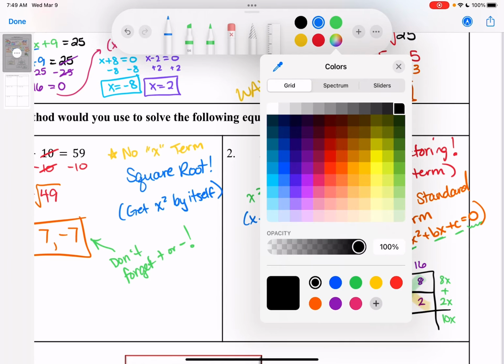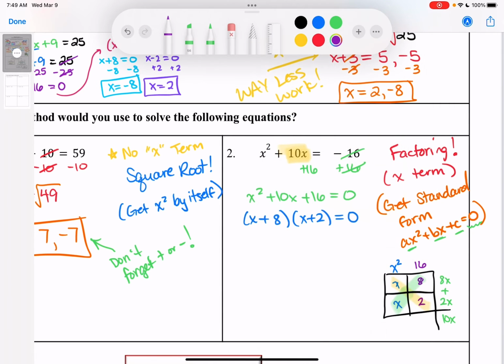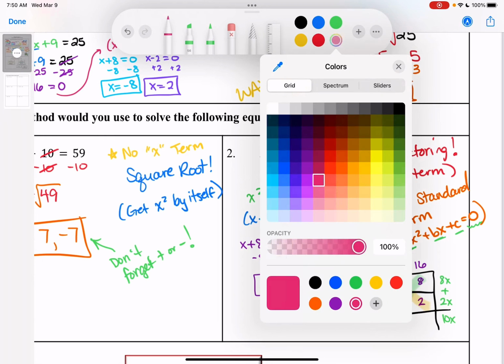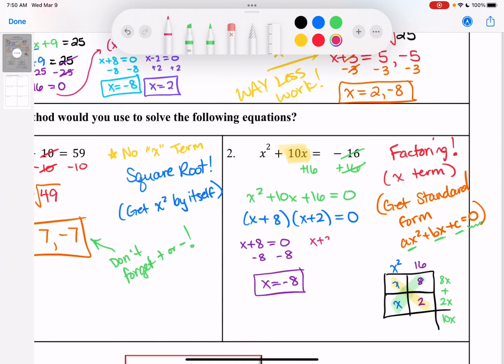So now after I have my factors, then I take each factor, so I have x plus 8, and I make that little mini equation, set it equal to 0. I would subtract 8 from both sides, and I get x equals negative 8 as my first answer. And on the other side, I take that x plus 2 and make it equal to 0, and then I subtract 2 from both sides, and I get x equals negative 2. So those are my 2 answers there.